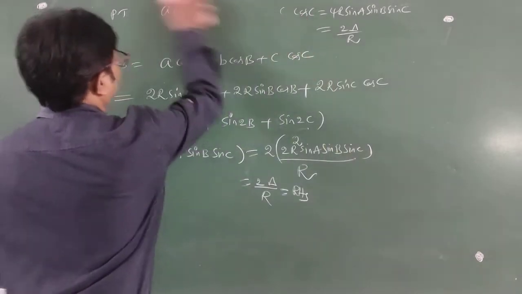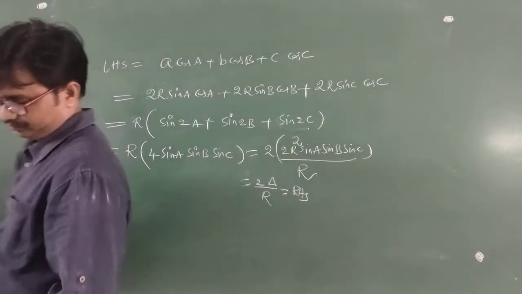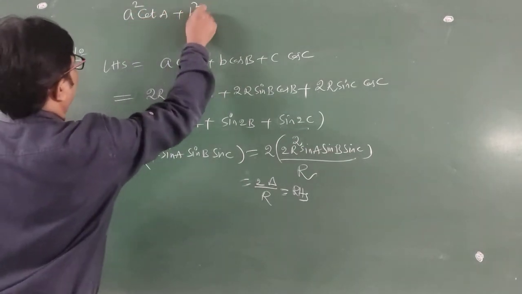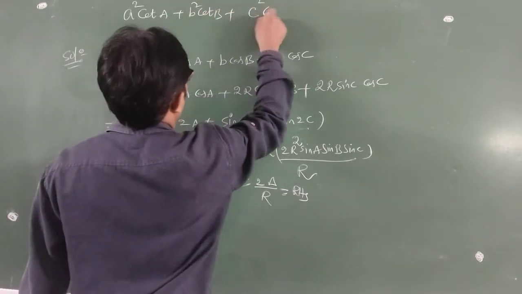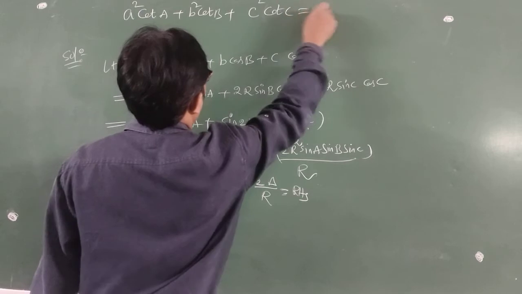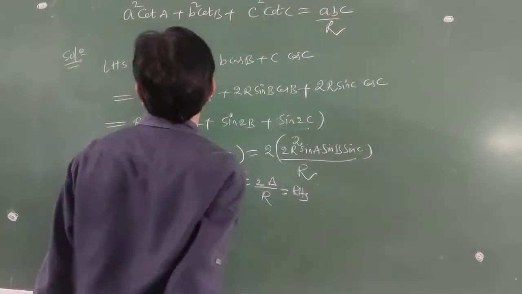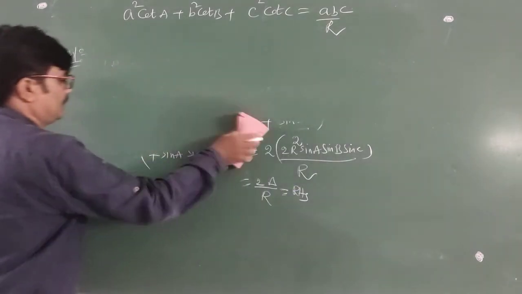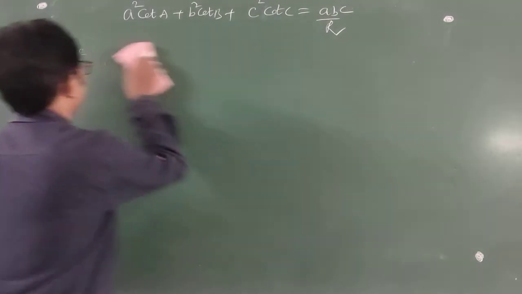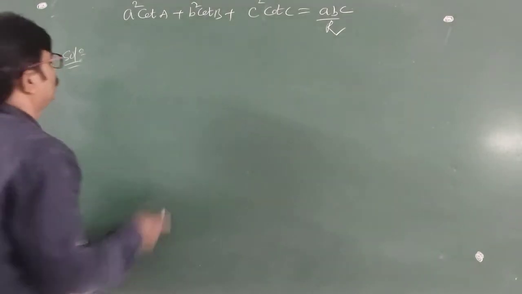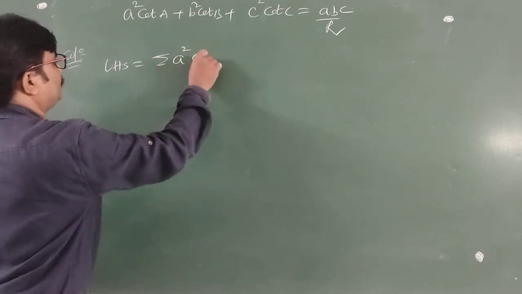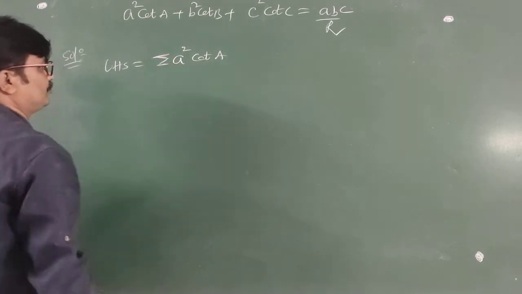Now students, question number 3. Prove that a square cot A plus b square cot B plus c square cot C is abc by R. Now we take the left hand side as sigma a square into cot A.